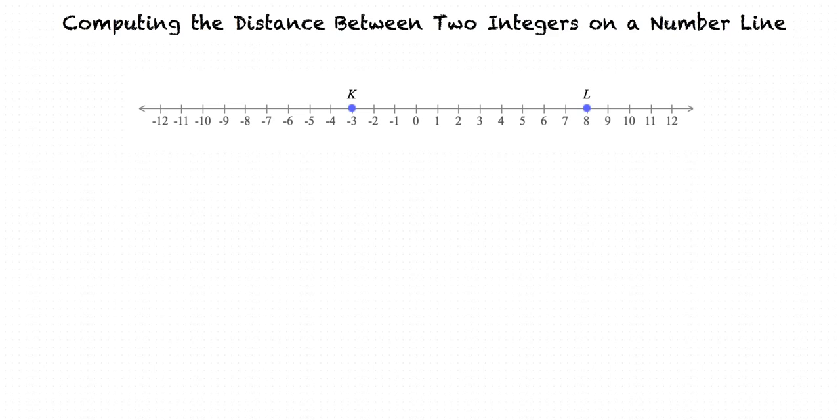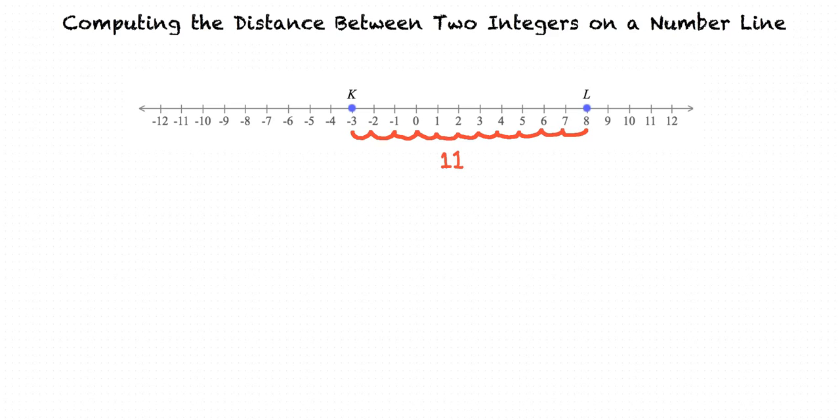Well, this topic is about computing the distance between two integers on a number line. So how would we do that? One way would be to count from -3 to 8 on the number line. So starting at -3, we have 1, 2, 3, 4, 5, 6, 7, 8, 9, 10, 11.